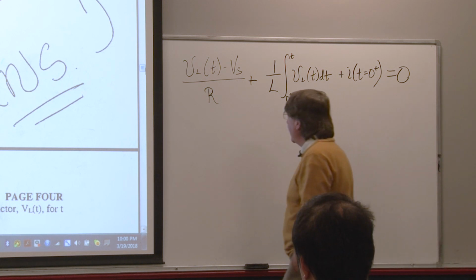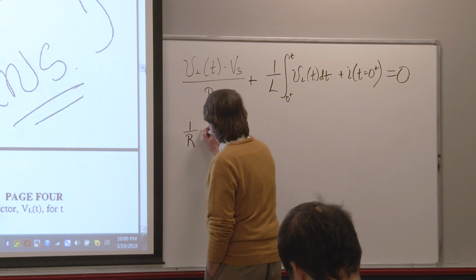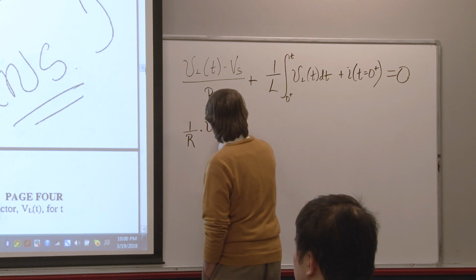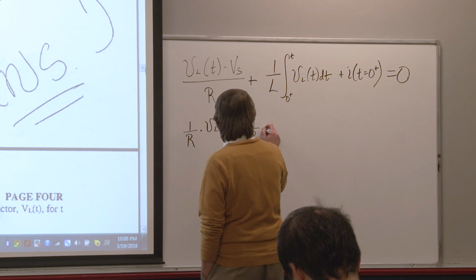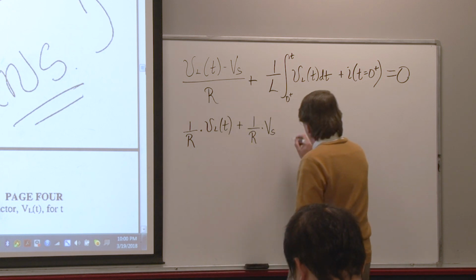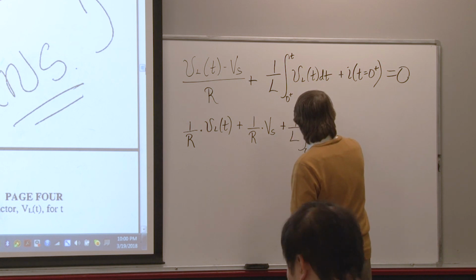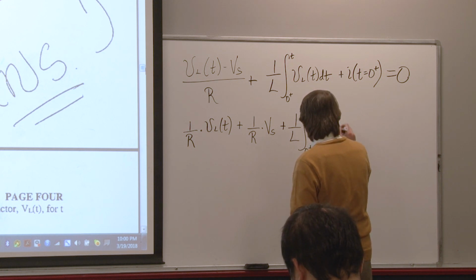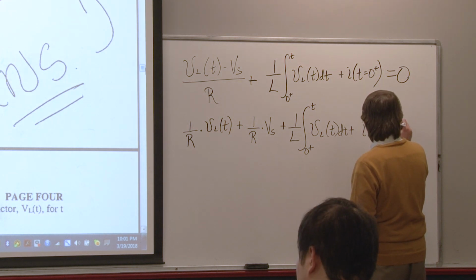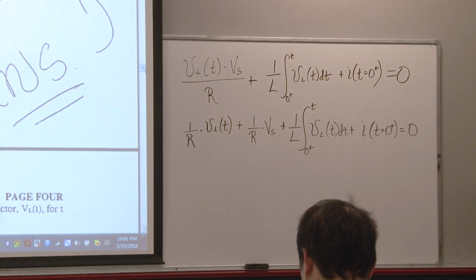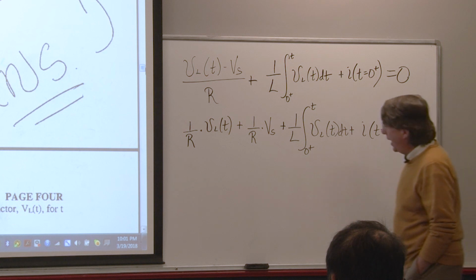I then look at this and say, what do I get here? I get 1 over R times V sub L of t plus 1 over R times Vs plus 1 over L integral from 0 plus to t. I have this integral. How do I get rid of this integral? I take the derivative. So my colleagues, I take the derivative.